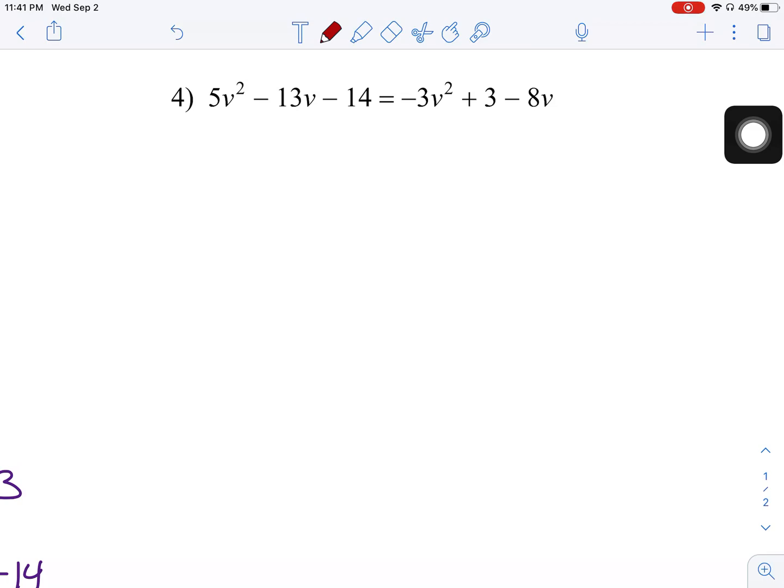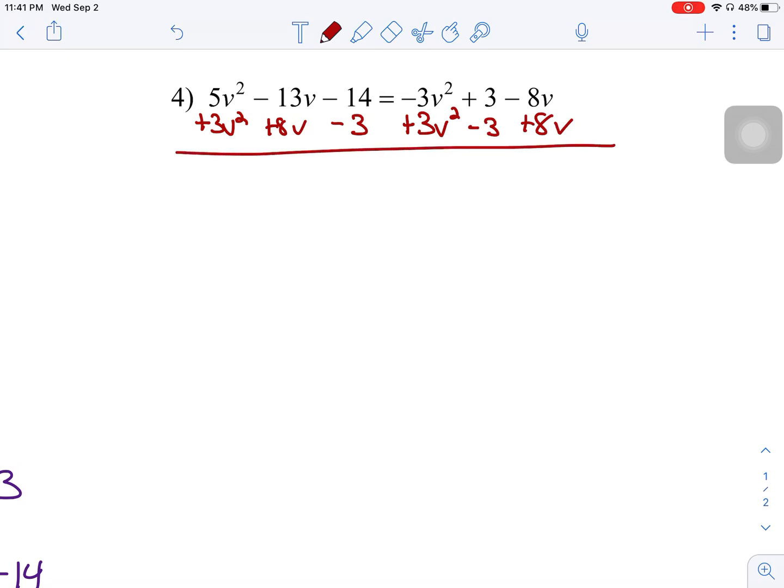So that means I am going to add 3v squared. All right. I am going to subtract 3. And I'm going to add 8v to both sides. So the right side, those pieces cancel, those cancel, and those cancel. So this whole right side is 0. Let's see what we've got here. 8v squared minus 5v minus 17. That's in standard form.